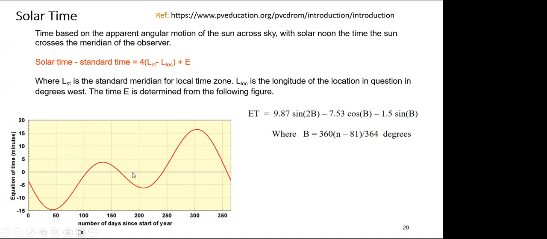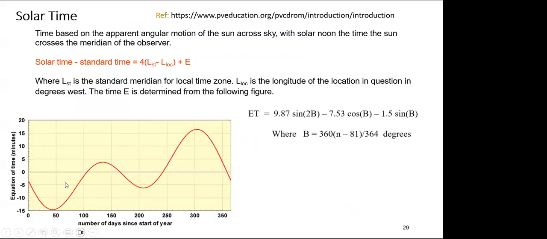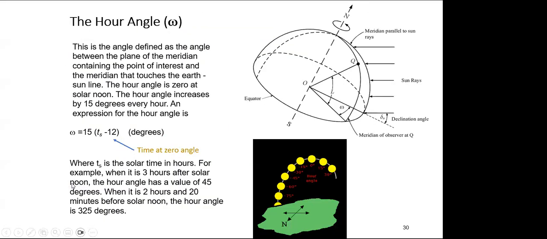This variation is due to the variation of the speed of the Earth's motion around the Sun. We know that if the distance from the Sun is high, the speed is less compared to when the distance is low. Now we can also define the hour angle, which is defined by the Sun's location. We can define it by this equation generally.